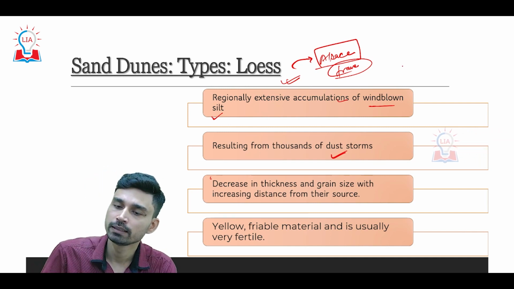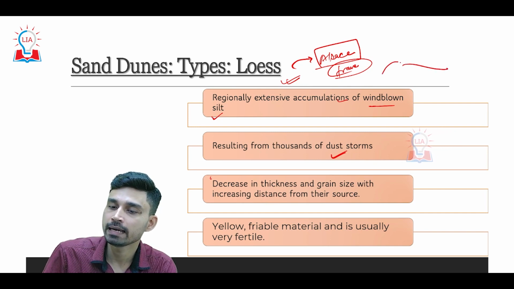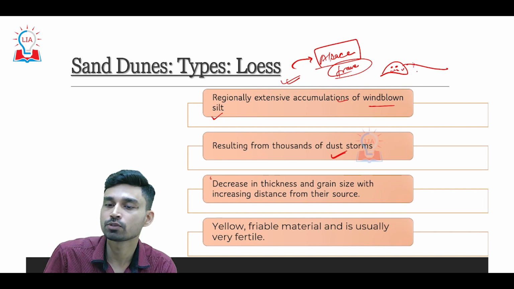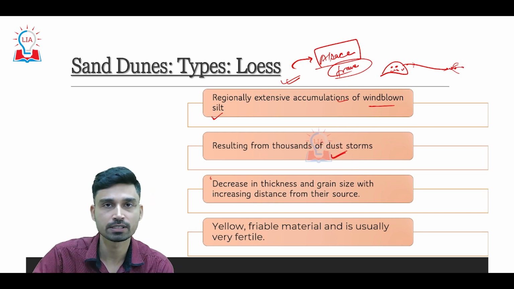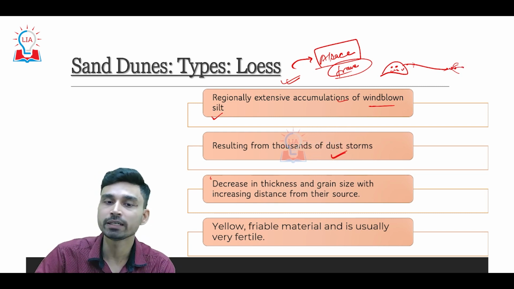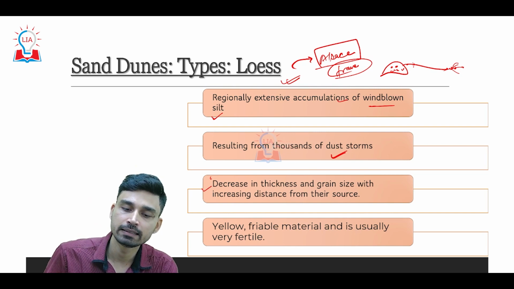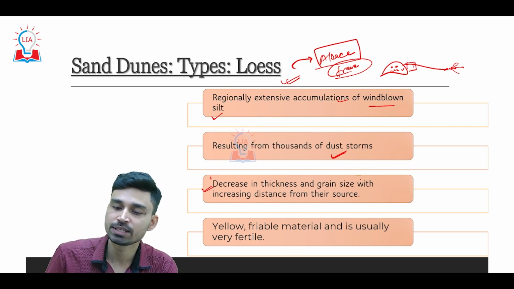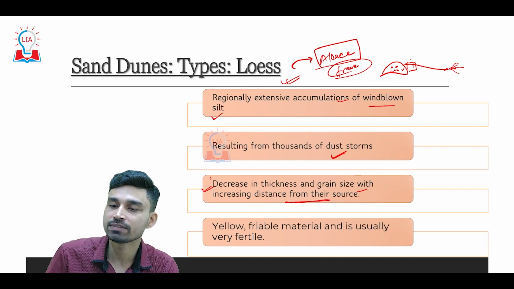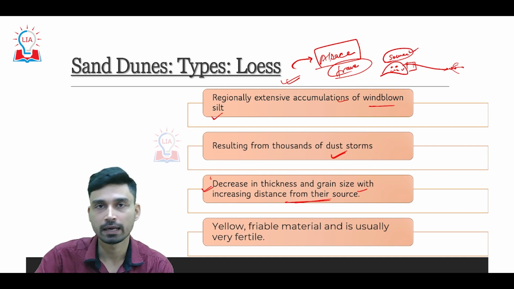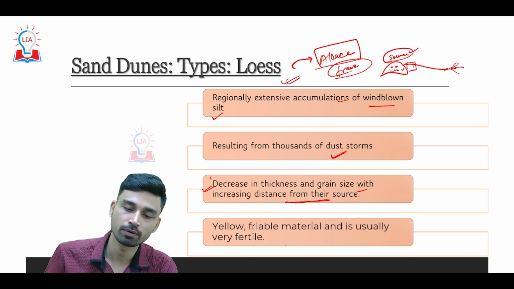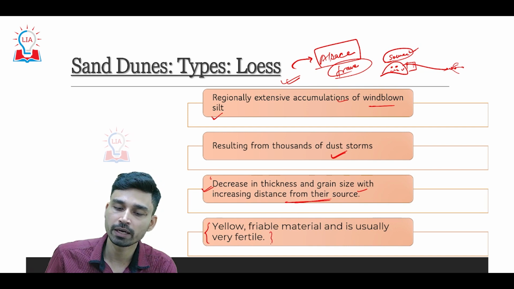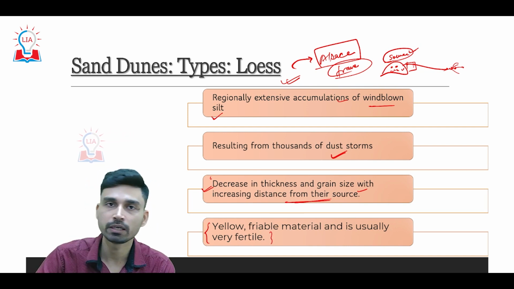And obviously, if the wind is moving from an area having a huge volume of sand and silt, then it will carry the coarser particles a shorter distance, but the finer particles will be carried to a much longer distance. Thus, one of the most important characteristics of loess is that its thickness as well as grain size decreases as the distance from the source increases. That is because the carrying capacity of the wind is higher near the source and lower away from the source.